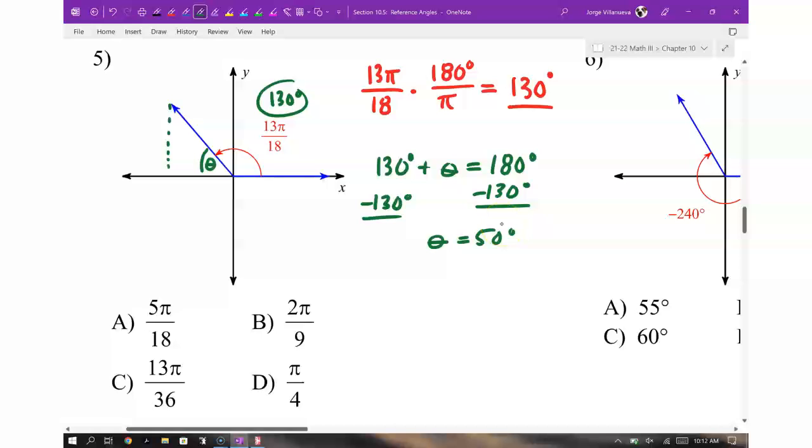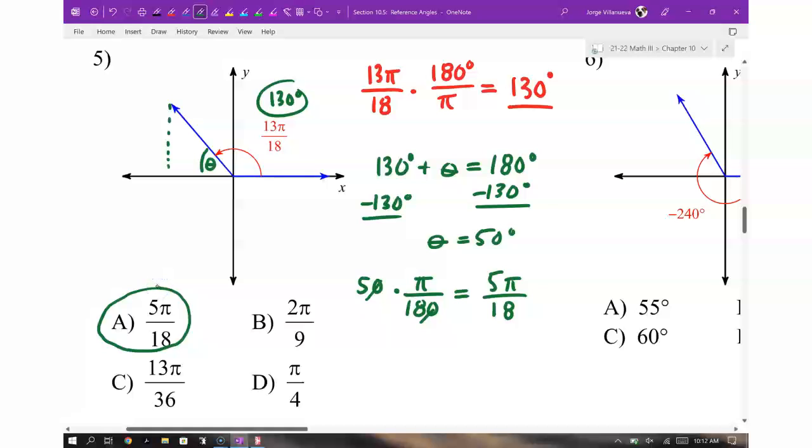Now, again, you don't see any 50 there. Okay? That means you're going to have to convert it back. Okay? So 50 degrees times pi over 180. I can reduce that by 10. Notice they both end with a 0, right? 50 and 180 both end with a 0, so I can knock that off. That gives me 5 pi over 18, which is right there.